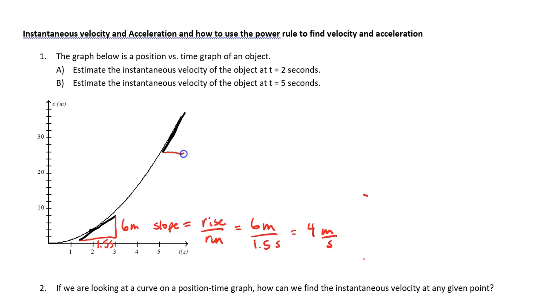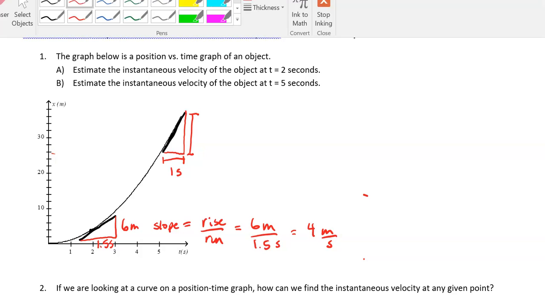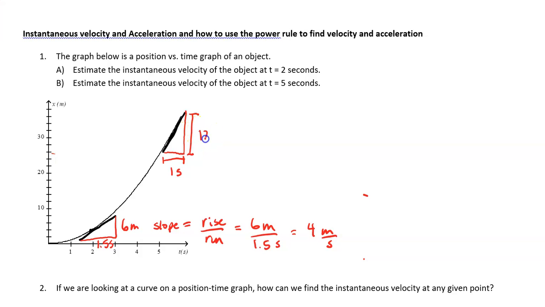Okay, let's look at this other one. This one's going to be a little bit trickier. I'm going to say it looks like we're going over about 1 second according to our scale. This is all a little bit of approximation. So we go up about 12 meters. The slope right there is rise over run, which is 12 meters per 1 second, so that's 12 meters per second.